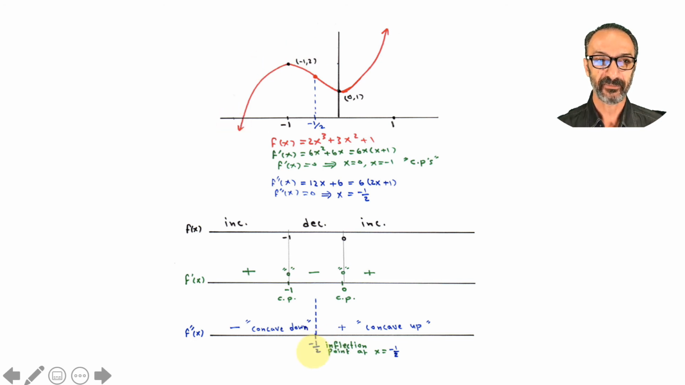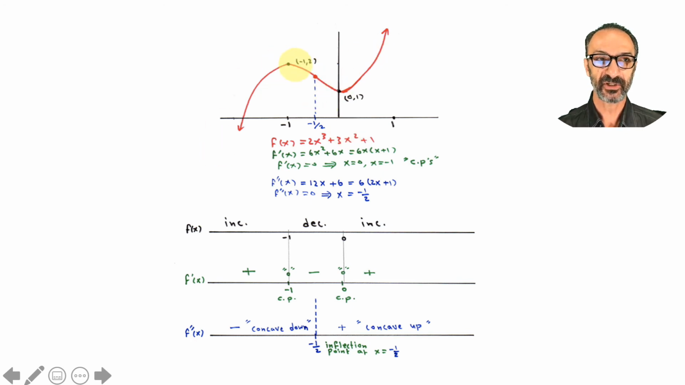After -half, plug in numbers. For the convenience, you could plug in any number. Let's plug in 1 after -half. Here we go. 12 times 1 plus 6 is positive. Yes, positive. So it's concave up. After -half, it's concave up.